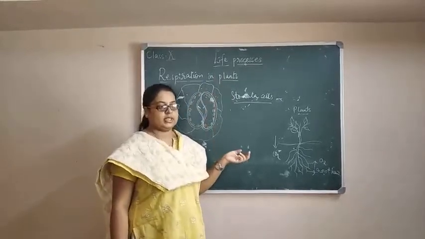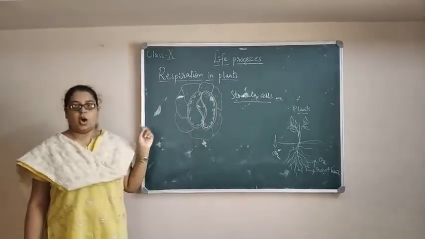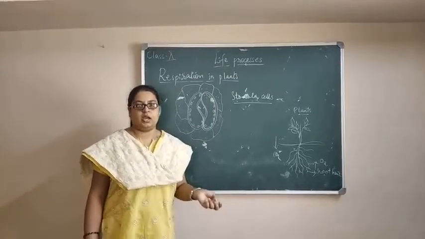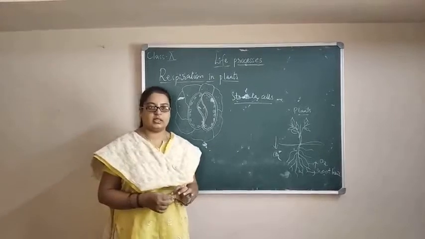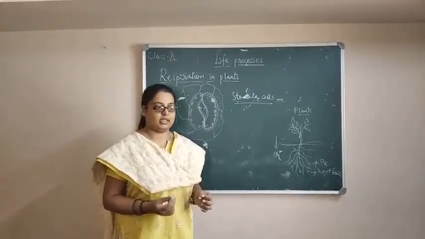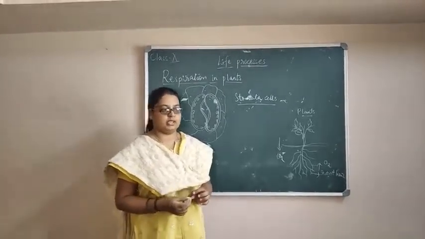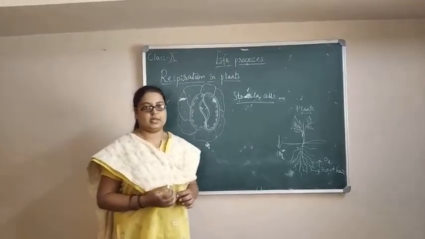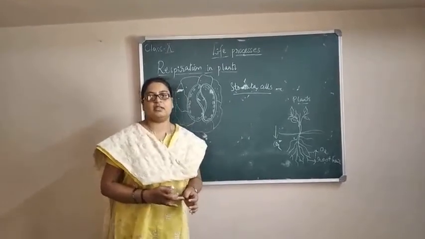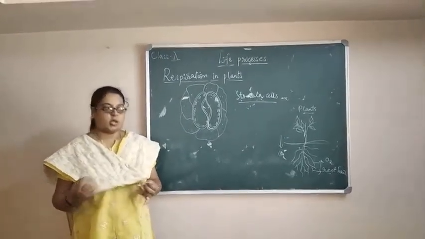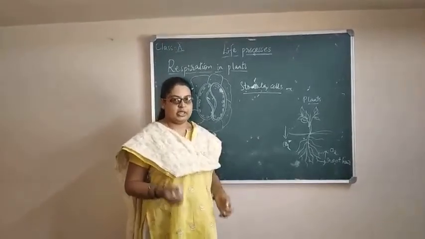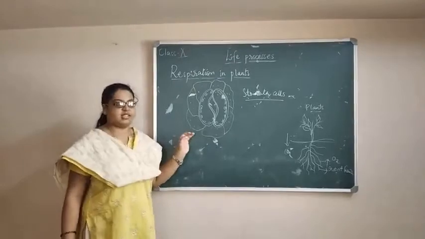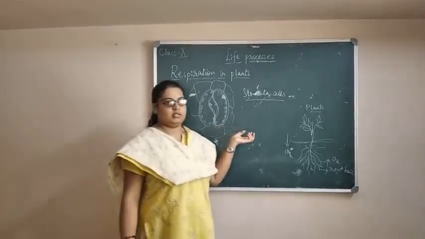Like animals and humans, plants also need oxygen for their survival. That oxygen is utilized by the plant to carry out various life processes and activities to maintain the plant in healthy condition. In plants there are different types of cells present in the leaf, stem and roots. As it is a multicellular organism, each and every cell of the plant is involved in carrying out respiration.